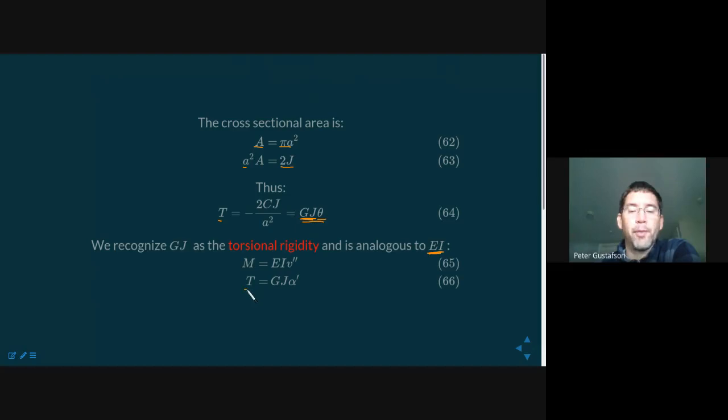So the one that we've just developed is torque is equal to GJ times the derivative of alpha. In this case, we're saying alpha prime is equal to d alpha dz, which we also have called theta. So I've called it three separate things here in one slide, so just recognize that to be true. Torque is equal to GJ alpha prime. Moment is equal to EI, I'm going to say V prime. So this is bending about the X axis. Here I'm saying V double prime is the second derivative, so partial squared of V partial Z squared.